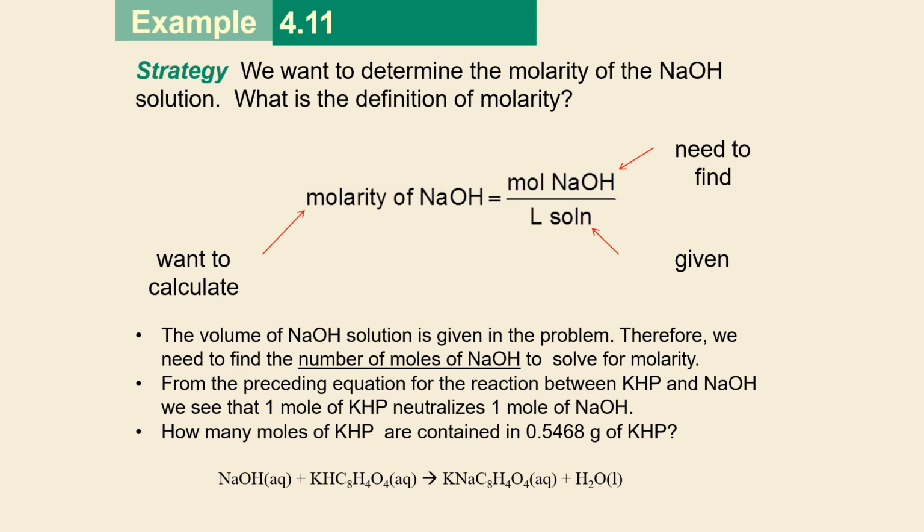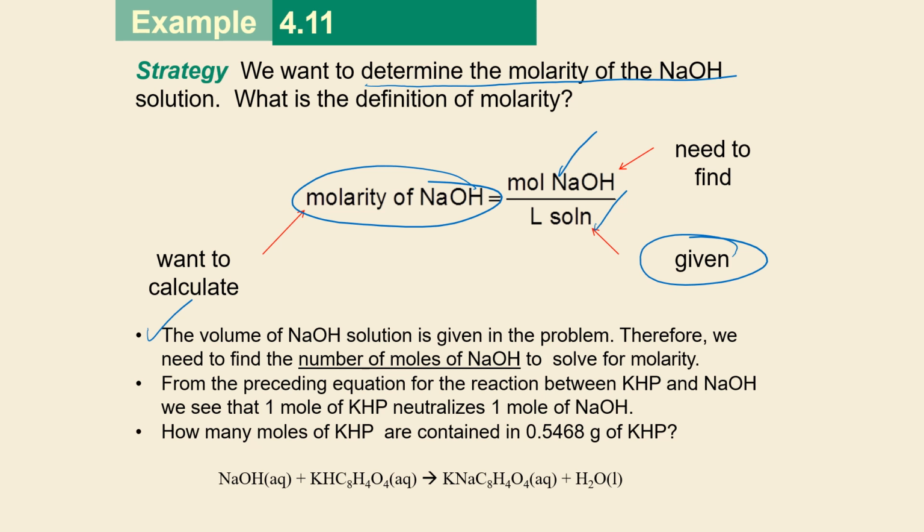We want to determine the molarity of NaOH. And we know by definition that that's moles of NaOH over liters of solution. We're given milliliters actually in the problem. And as noted before, we're given the mass of KHP. We also have a balanced equation. So volume of NaOH is given in the problem. Goal: find moles of NaOH, and then solve for molarity using this equation.